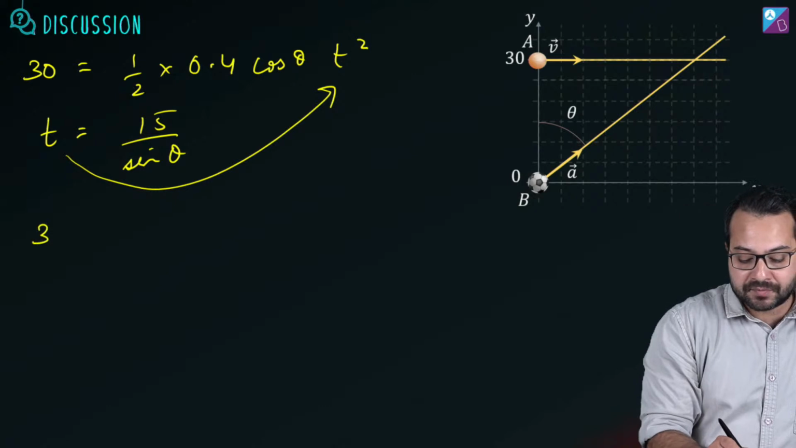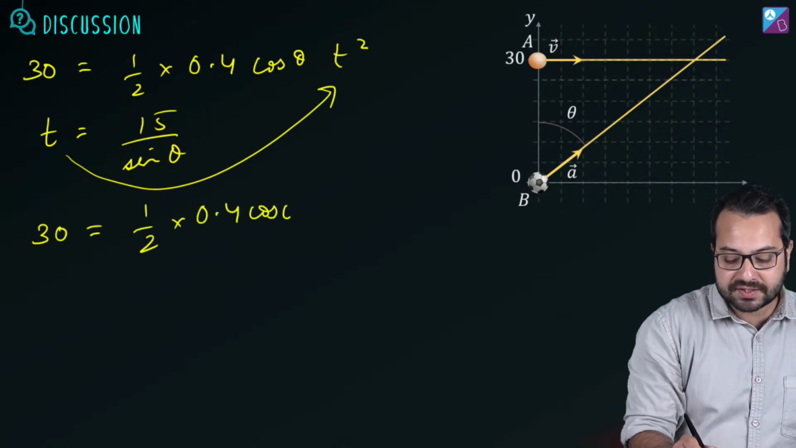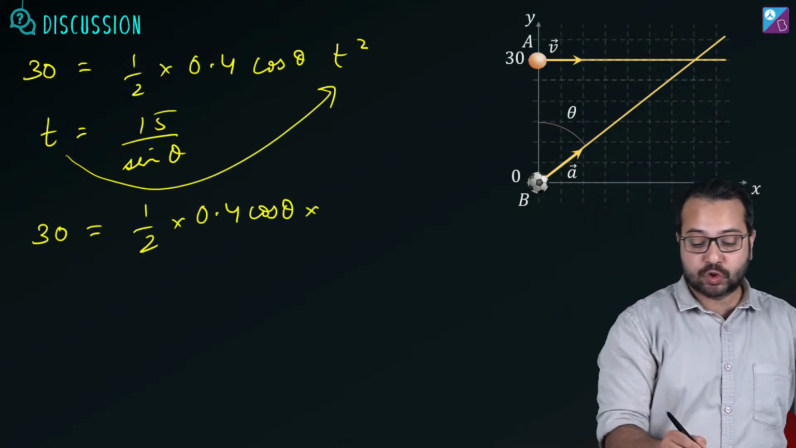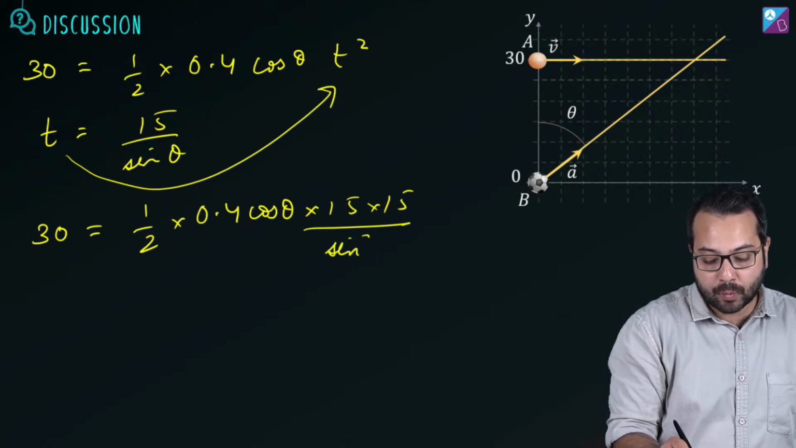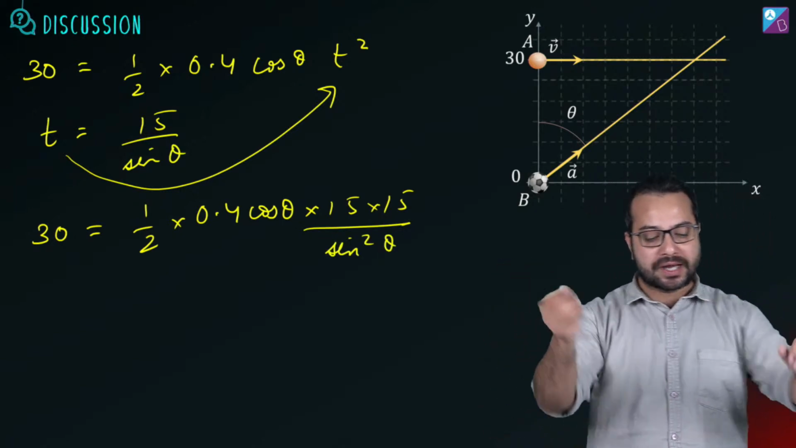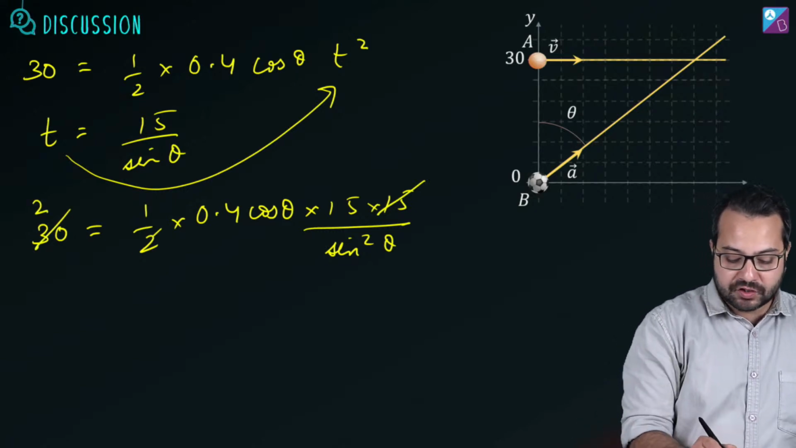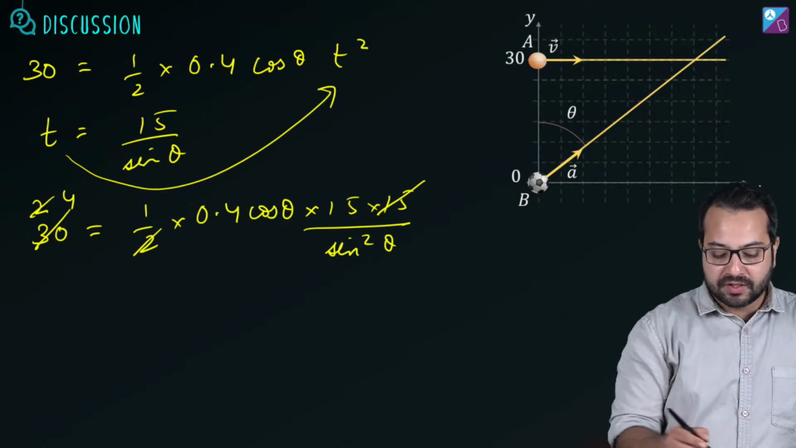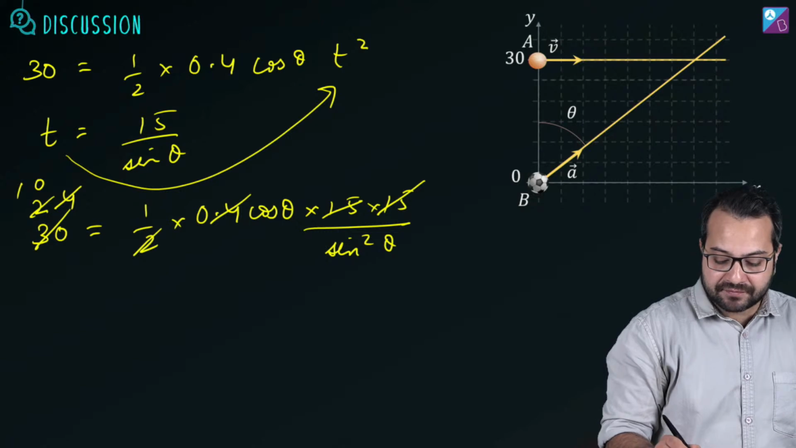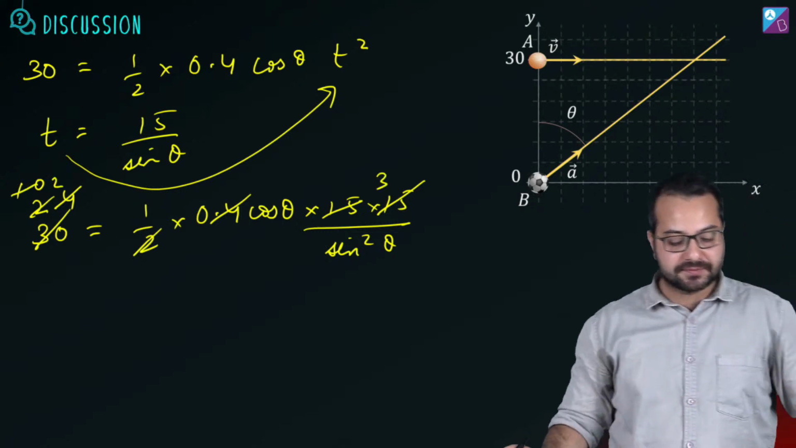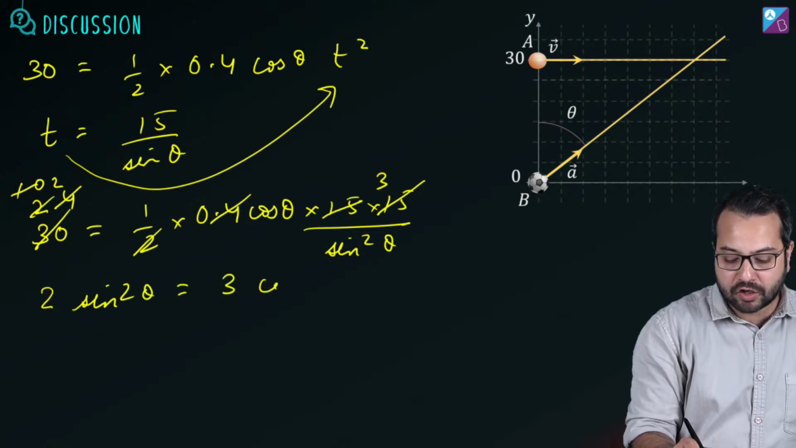So this is going to become 30 is equal to half into 0.4 into cos theta multiplied by 15 square, matlab 15 into 15 divided by sine square theta. Now some things are going to get cancelled. This 15 is going to give us 2. This 2 and 2 is going to become 4. This 0.4 is going to make it 10. And this 5 three times, 5 two times. So this becomes 2 sine square theta is equal to 3 cos theta.